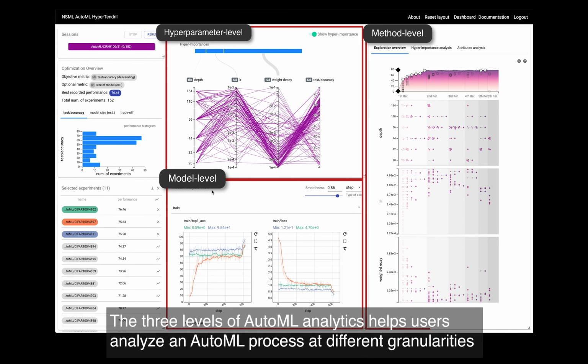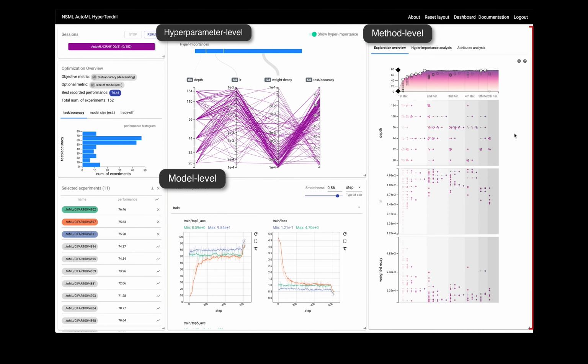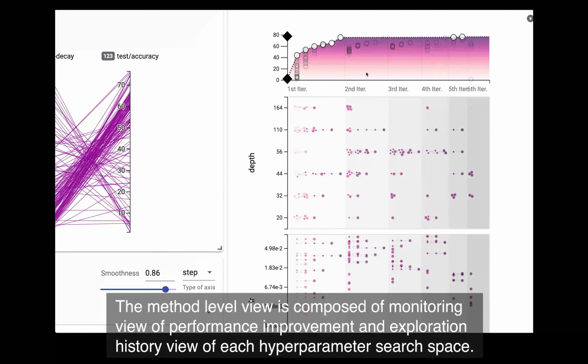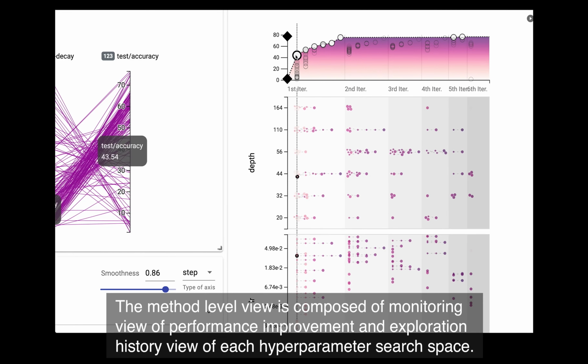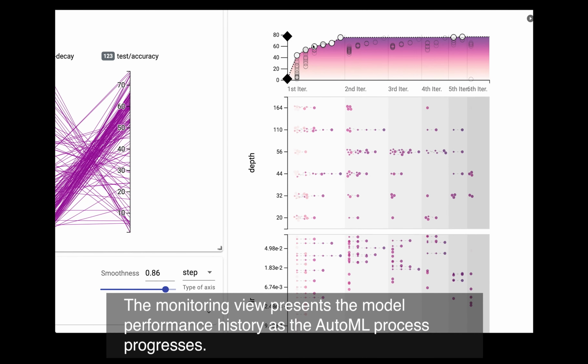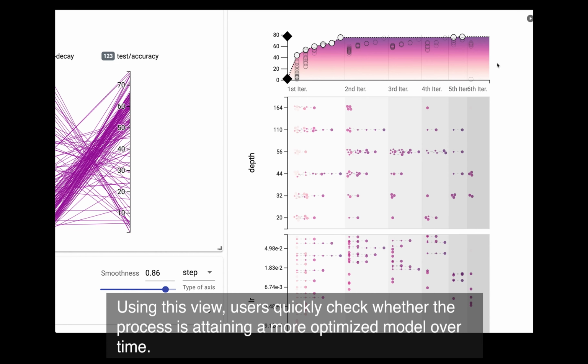The 3 levels of AutoML analytics help users analyze an AutoML process at different granularities. The search method view is composed of a monitoring view of performance improvement and an exploration history view of each hyperparameter search space. The monitoring view presents the model performance history as the AutoML process progresses. Using this, users can quickly check whether the process is attaining a more optimized model over time.